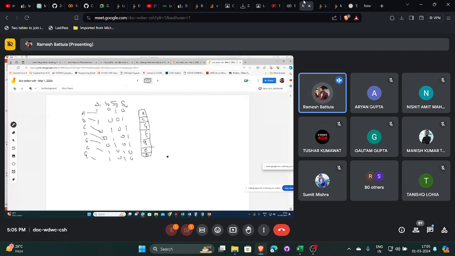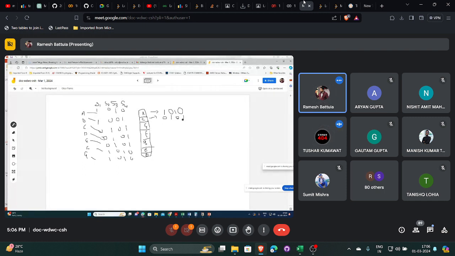Now I have to compute two things. What is the A value here? You have 1, 1, 0, 1, 0, 0, 1, 0. What about the C value? 1, 0, 0, 1, 0, 1, 0, 1. Am I correct? Are you okay with this?